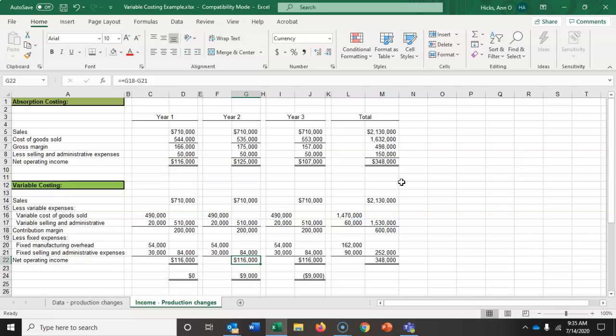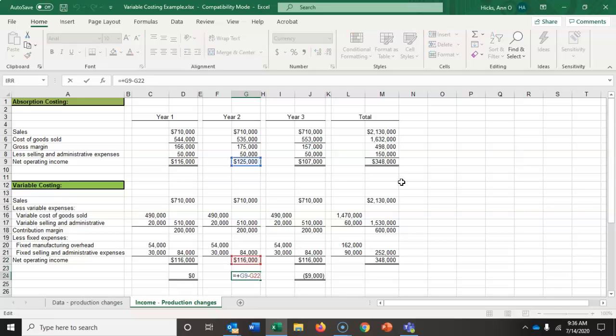Our income is exactly the same as it was last year, $116,000. We sold the same. The basic costs did not change, therefore our income did not change. Remembering that our income in absorption costing changed because we did not sell everything, and some of those fixed overhead costs remain on the balance sheet in inventory. Now let's walk through, we can prove that.